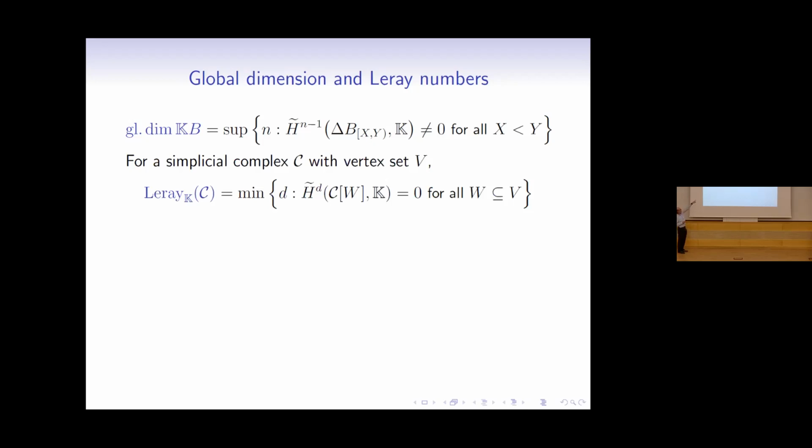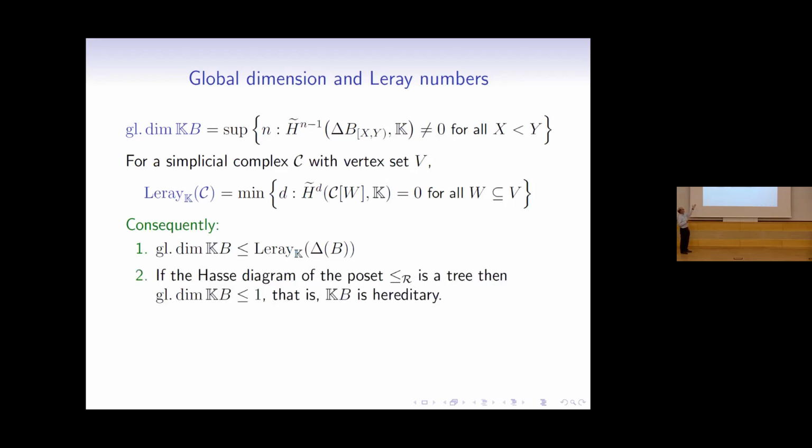Then you just look at something more familiar, I guess, to algebraic combinatorics, the Leray number of a simplicial complex. And you notice that there's a connection just from the definitions. And so you immediately get this nice result that the global dimension of the left regular band algebra is less than or equal to the Leray number of the order complex of the underlying poset.